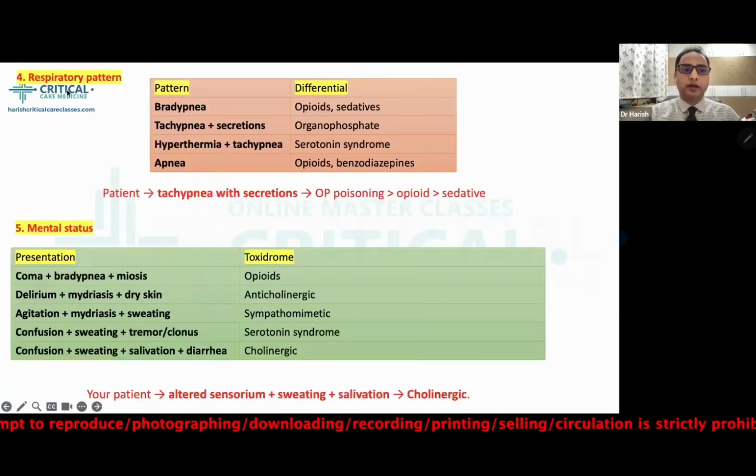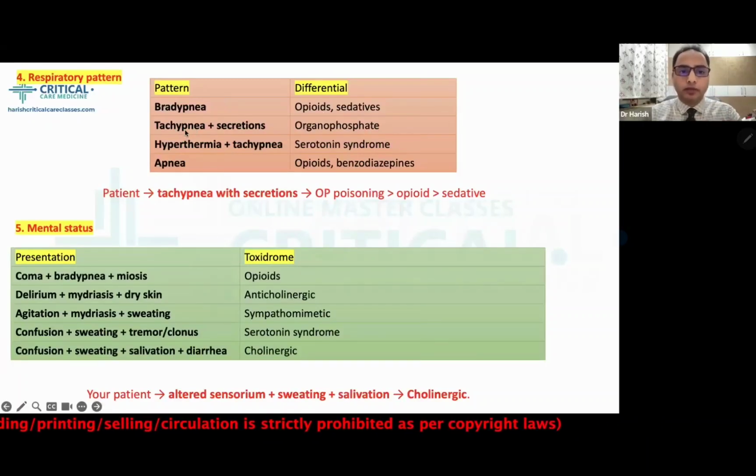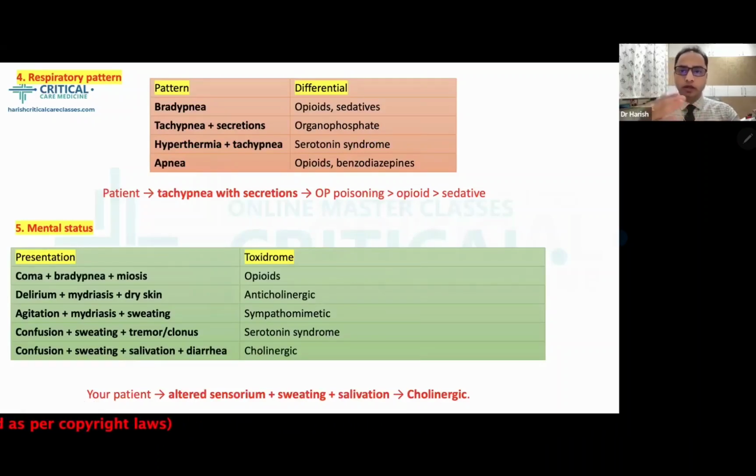Next, see the respiratory pattern. Bradypnea moves towards the differential of opioids and sedatives. Tachypnea with secretions: sometimes in organophosphate poisoning, secretions will be there, so initially they will have tachypnea. Hyperthermia plus tachypnea suggests serotonergic syndrome. Apnea or hypoventilation suggests opioid or benzodiazepine overdose.